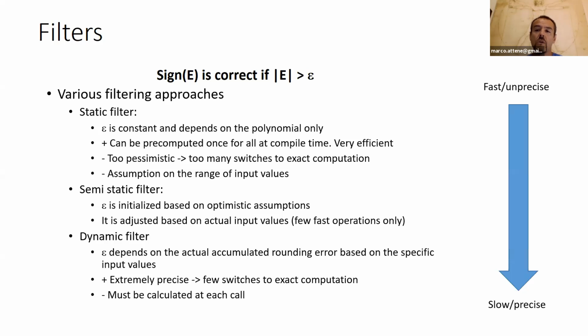The fact is that all these technologies range from fast but imprecise to slow and precise. So a good idea is to cascade them one after the other. We use the static filter as a first attempt. If it doesn't work, we use a semi-static filter and then a dynamic filter. And as a last attempt, we can revert to exact arithmetic.